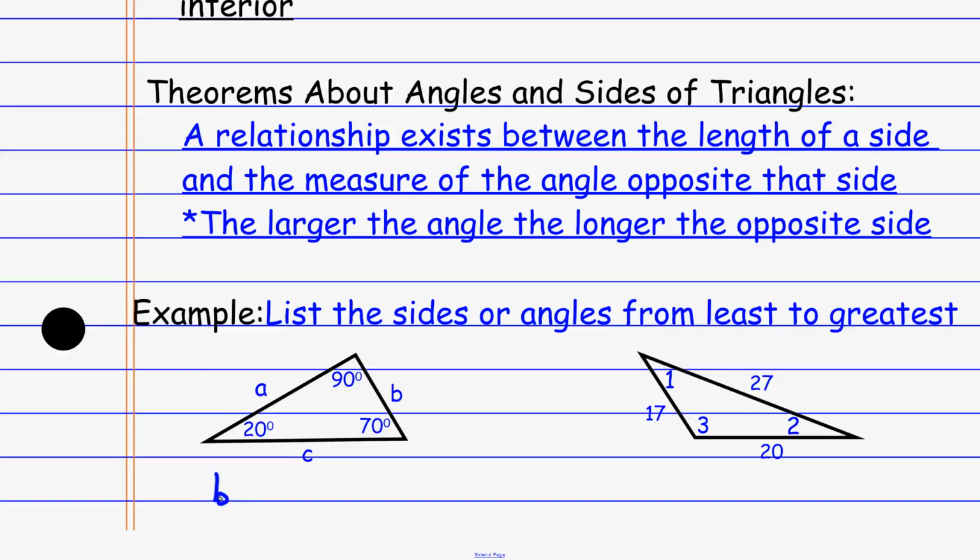The next smallest side, again, I look at the next smallest angle is this guy, which means the next smallest side is side A. So B is less than A, but then each of those is less than what must be the longest side because this is the largest angle, so this must be the longest side. And so now we've listed these from least to greatest. I can tell right away, based on these theorems, that the smallest side is B, the largest side is C, and A is somewhere in between the two. Okay? I can do the same thing with the angles.